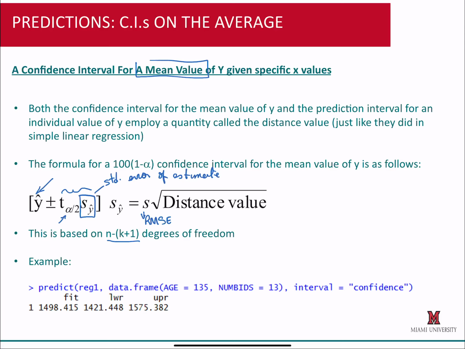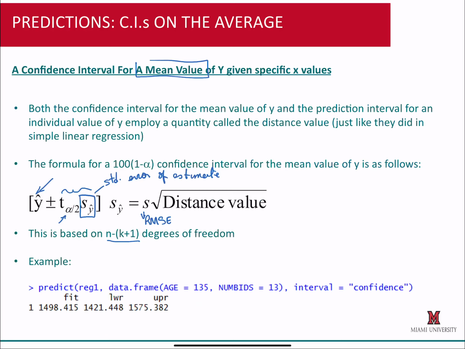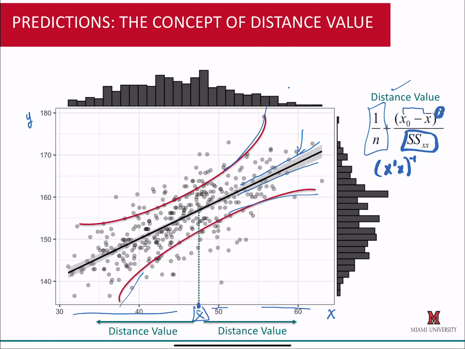Remember that this is somewhat similar to what we got from the X transpose X matrix when we got the standard errors of the parameter estimates. The only difference is that the distance value is calculated by also considering the number of observations. That's what goes on in the background, and that is the reason why the higher the distance value, the larger the confidence interval on the mean. That's what you can see here: the further away you are from that mean, the larger the confidence interval on the average.